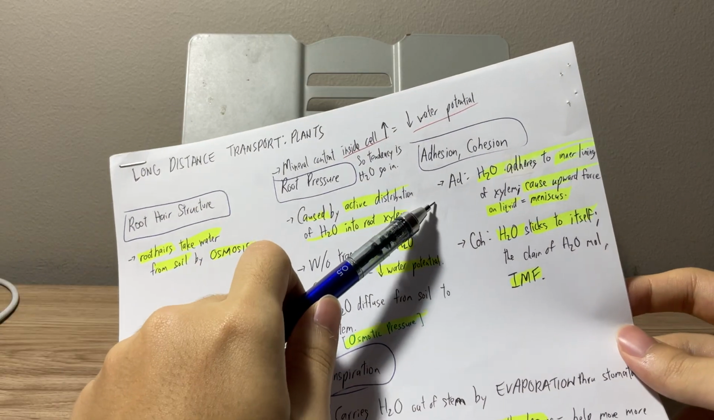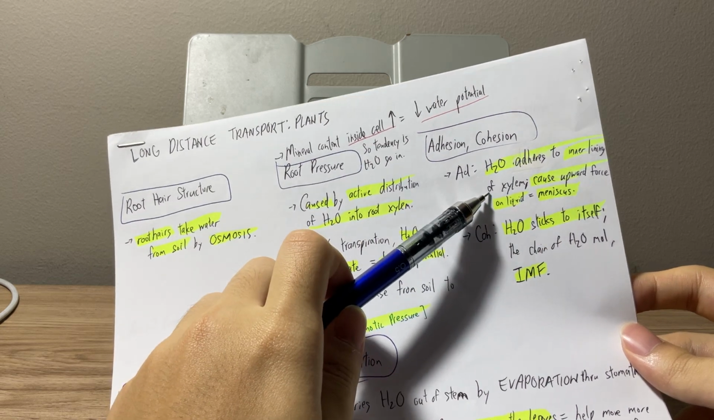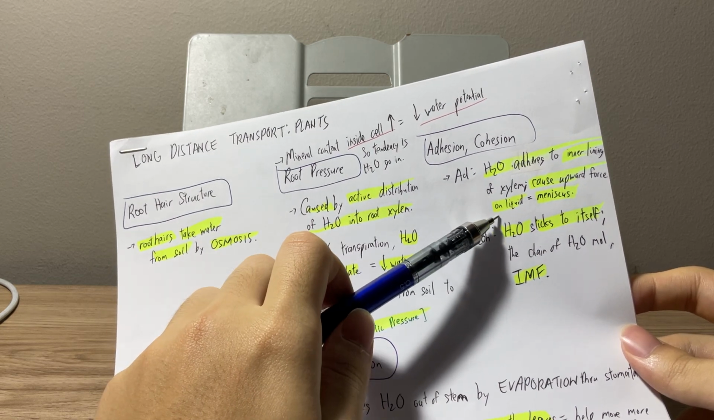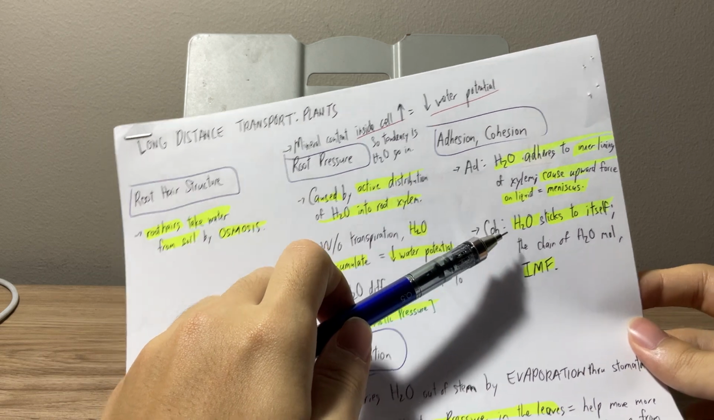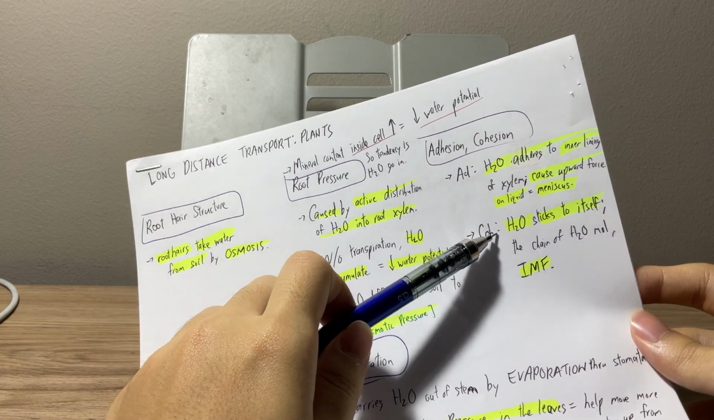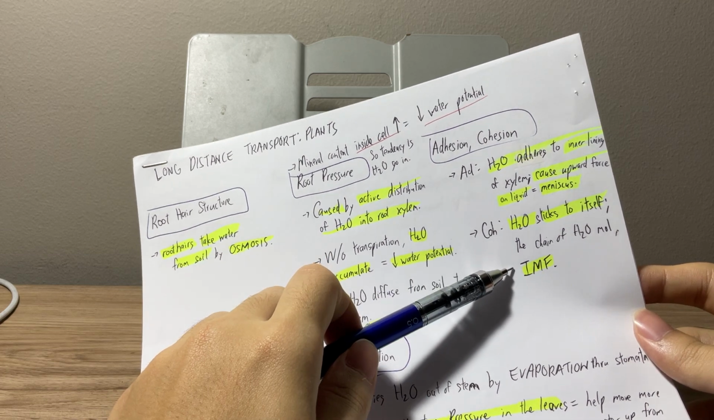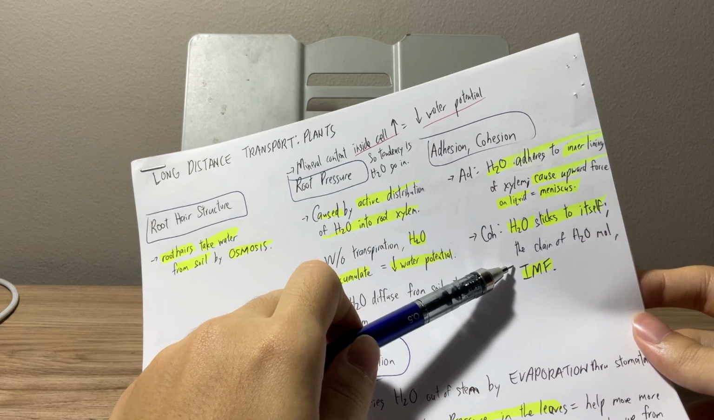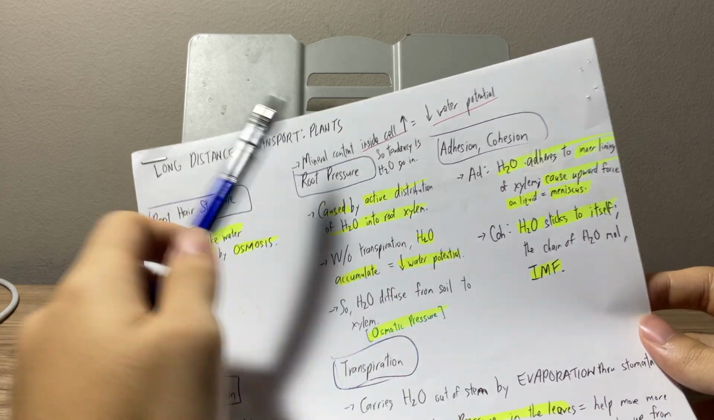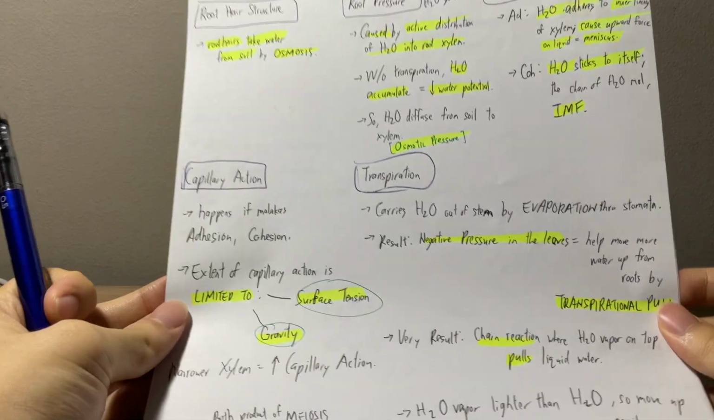Adhesion, cohesion. Water adheres to the inner lining of the xylem, and this causes the upward force on liquid, or meniscus. And for cohesion, water sticks to itself. The chain of water molecules, IMF. This is either intermolecular or intramolecular forces. I'm not sure. I forgot the difference between the two.